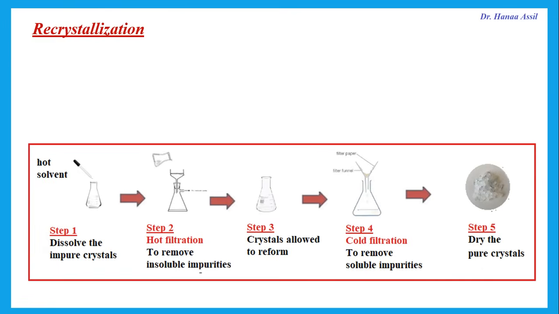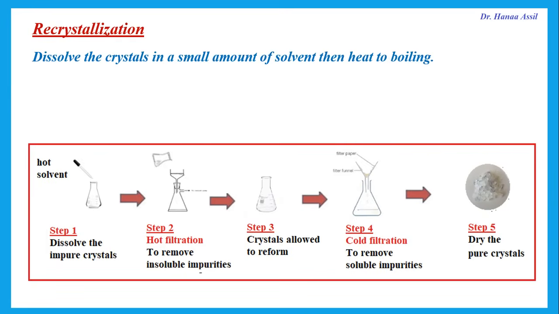How do we do recrystallization? So if we have impure crystals and we're trying to crystallize them again to obtain pure crystals, this is recrystallization. So what do we do? Dissolve the crystals in a small amount of solvent, that depends on what we're talking about, and then heat to boiling or heat to point of crystallization, filter while it is hot. Now, if we say why are we filtering while it's hot, this is to remove the insoluble impurities.